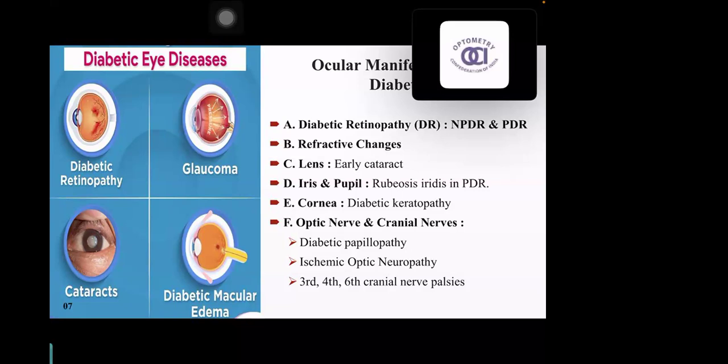Then the cornea, leading to diabetic keratopathy, and optic nerve involvement, including diabetic papillopathy and ischemic optic neuropathy. And lastly, cranial nerve palsies, especially third, fourth, and sixth nerve, leading to diplopia. Each of these will be discussed in detail as we move through the next slides.